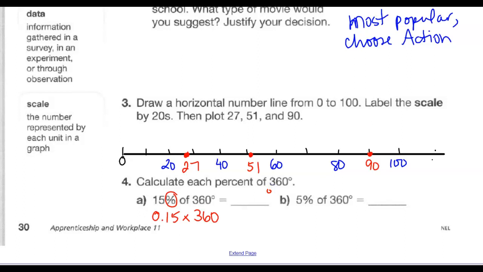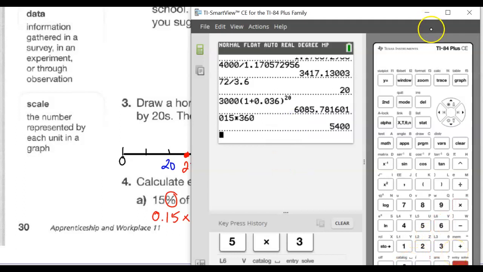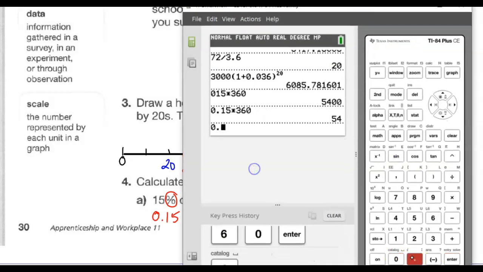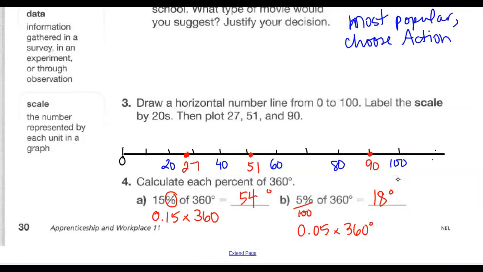So here, 0.15 times 360, oh, missed the decimal, 0.15 times 360 is 54 degrees. 5%, when you divide by 100, that's 0.05 times 360 degrees. So 0.05 times 360 is 18. That's going to help us with circle graphs.